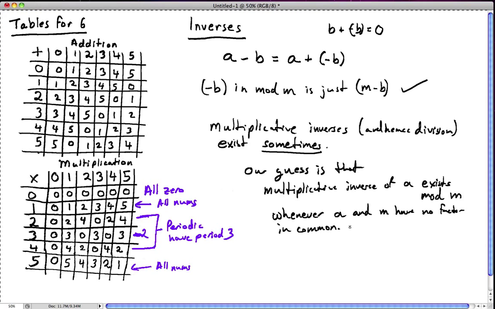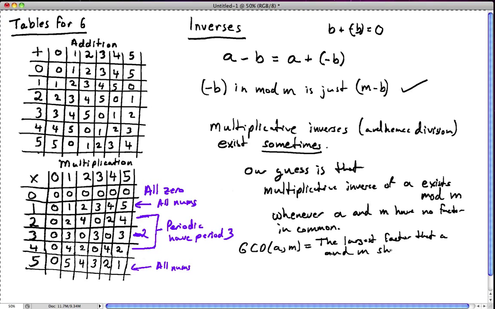So do we have some language, some easier way of saying that A and m have no factor in common? Well, actually we do. We have the idea of GCD, the greatest common divisor. So another way of saying this is that the GCD of A and m is the largest factor that A and m share, right? The biggest number that divides both A and m, the greatest common divisor.